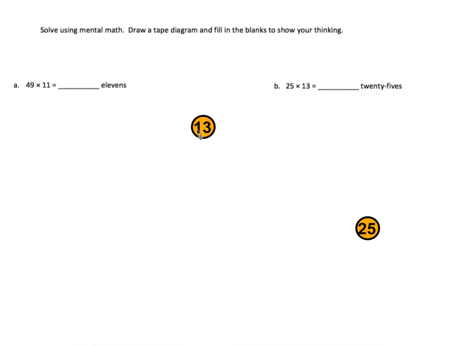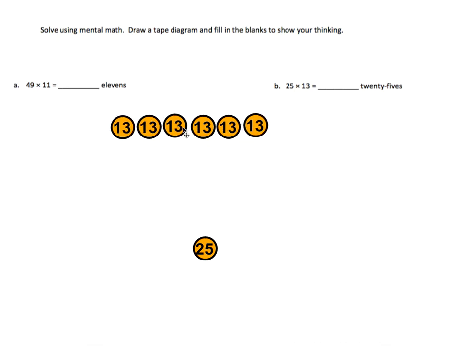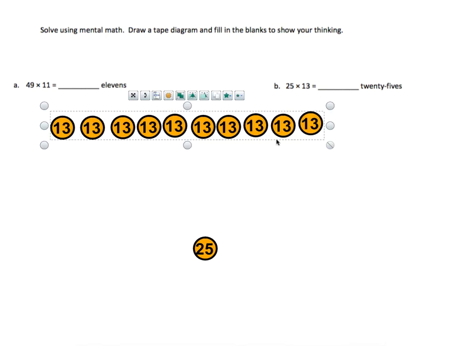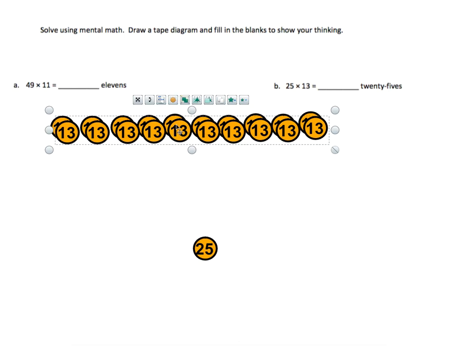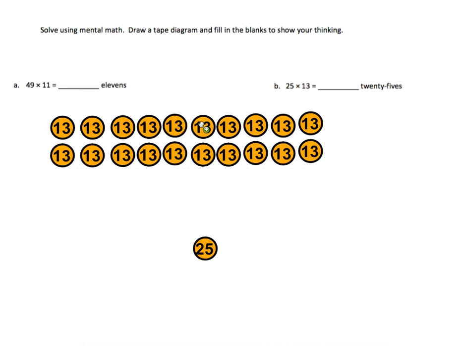25 times 13. What I want you to think about is, we could do 13 25 times, or we could do 25 13 times. Which one would be simpler for you to model? If you're setting it up this way, 13 25 times, there's 13, 4, 5, 6, 7, 8, 9, 10, and I can just duplicate this row. So there's 13 20 times, and then we need 5 more.